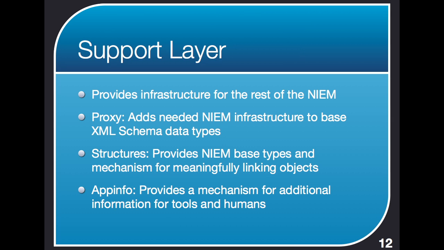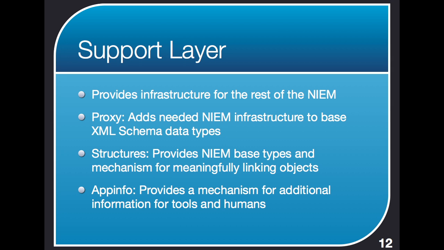Let's look at each one of these layers in a little more detail. The bottom layer, the support layer, has three different reference schemas that provide infrastructure for the rest of the NIEM to build upon. There's the proxy schema, and that adds infrastructure pieces to base XML schema data types. In other words, XML schema has things like integers and strings and various other kinds of numbers. And the proxy schema basically adds NIEM infrastructure pieces to those basic schema data types. So instead of having just a plain old integer, you have an integer with NIEM infrastructure bolted onto it so that it can work with the rest of the stuff.